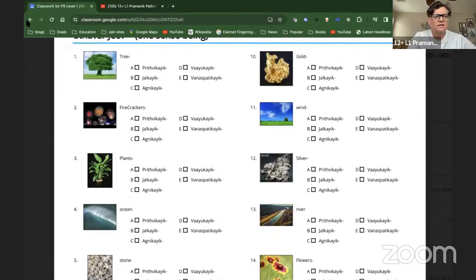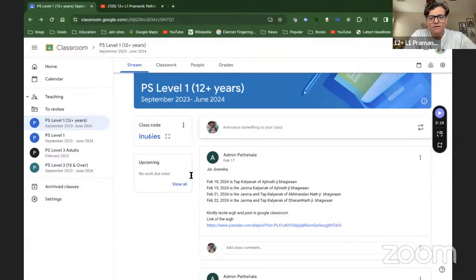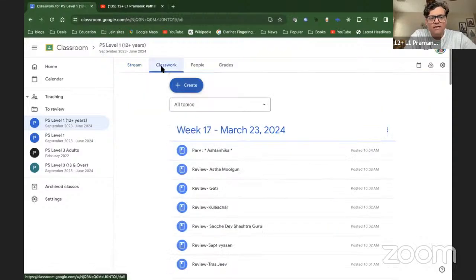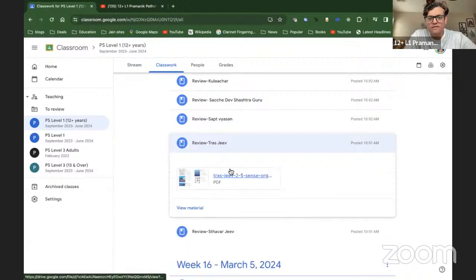Okay, so that's all about Sthawar Jeeves. Five types of Sthawar Jeeves, right? Sthawar are those that are immobile. They cannot move on their own. They move with something else coming into play. Okay. Now let's go forward. We covered the Sthawar Jeeves. Now let's go to the next type of Jeeves.